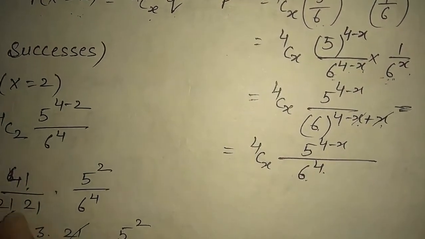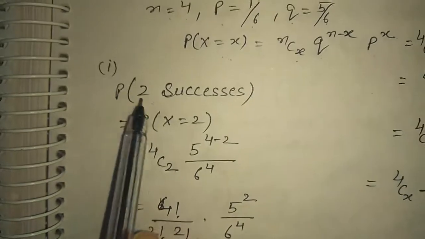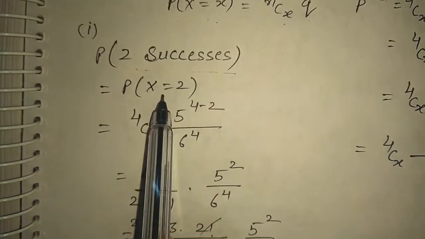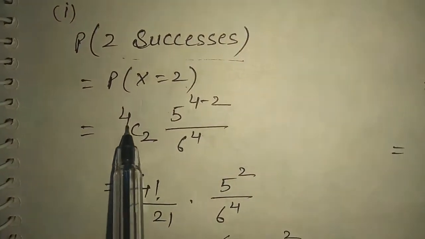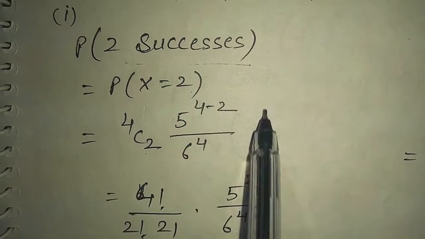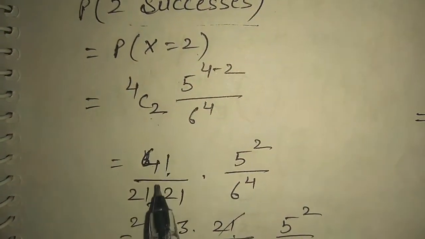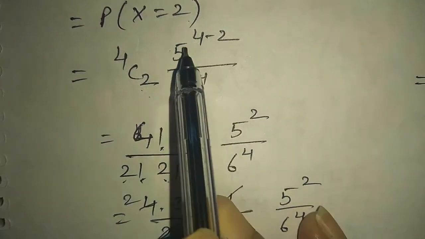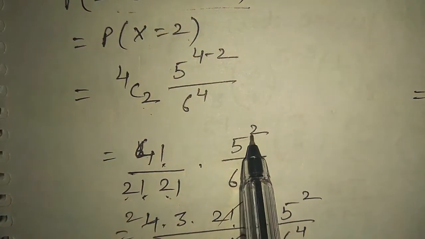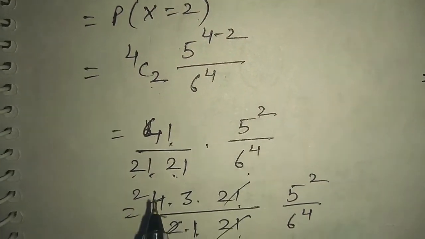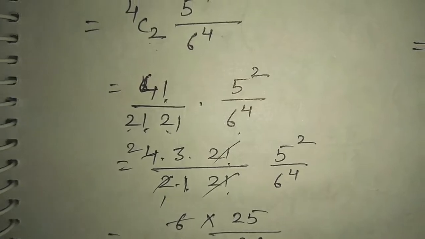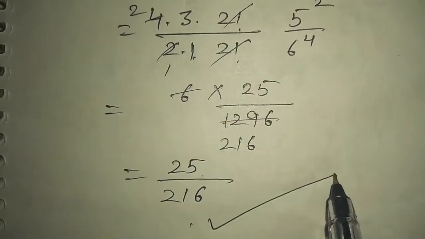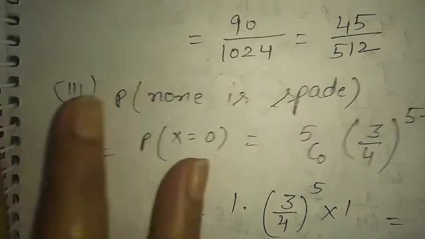And in this case, we have to find the probability of getting two successes. Two successes means x is equal to 2. At the place of x, we will put 2, and we will get 4C2, which means 4 factorial upon 2 factorial into (4 minus 2) factorial, times 5 power 4 minus 2, which is 5 square, upon 6 power 4. After solving, we will get 25 by 216. This is the answer. Now come to the third question. You will do the third question yourself because this is the same as the last question.